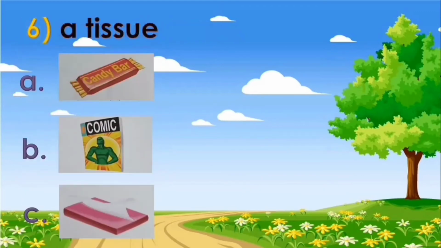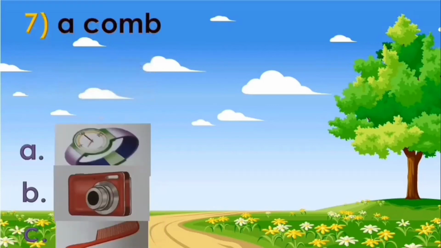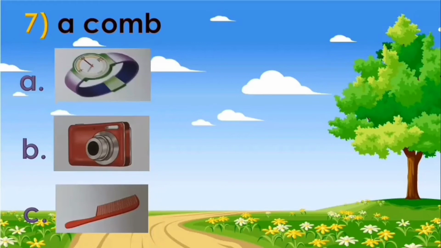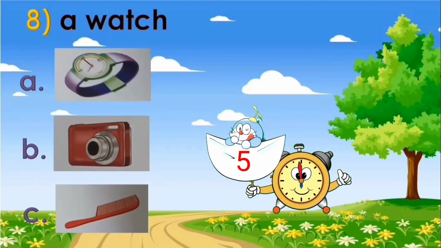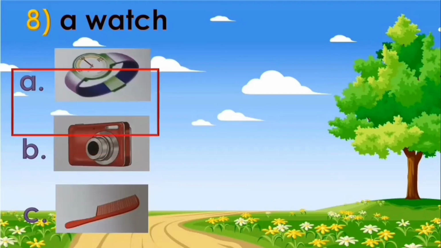Number six, a tissue. Again, a tissue. A, B, C. Your time starts now. Time is up. The answer is letter C. Next, a comb. Again, a comb. A, B, C. Your time starts now. Time is up. The answer is letter C. Next, a watch. Again, a watch. A, B, C. Your time starts now. Time is up. The answer is letter A.